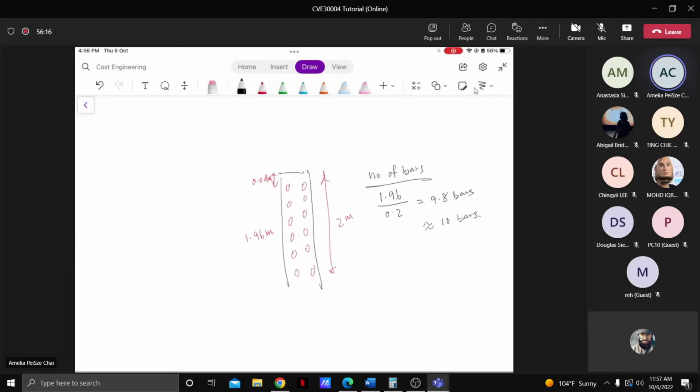The numbers of bar you have to split into a lot of sections. You have your base, right? For base, so you have direction 1 and direction 2. Direction 1, you find out the numbers of bars. Then you find out the length. Same thing for your direction 2.